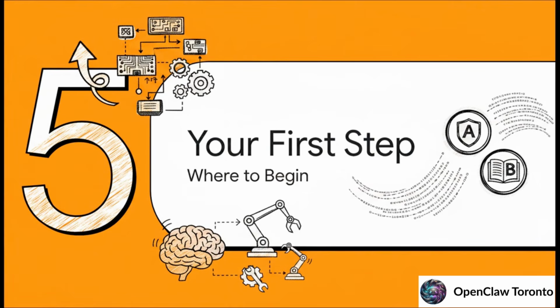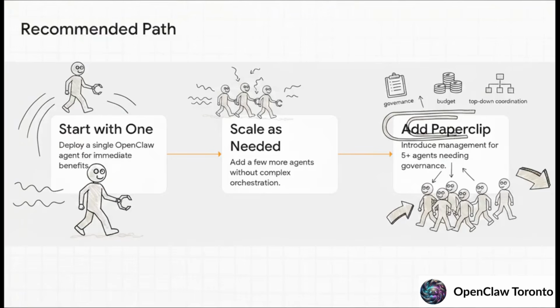Okay, this all sounds amazing in theory, right? But you're probably thinking, where do I actually start? What's the first practical step for a business owner or developer who wants to get into this? Look, for almost everyone, the best path is to walk before you run. Seriously, start simple. Hire your first digital employee, just one OpenClaw agent. Give it some of your repetitive tasks and let it prove its worth. Then, as you get comfortable, maybe you add 1 or 2 more.